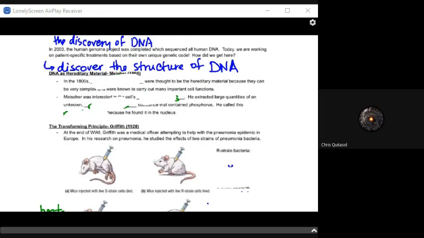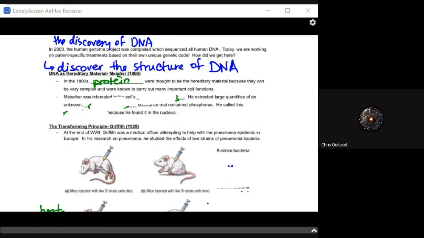Working off of Mendel's work, we discovered in the 1800s, specifically 1868, that Miescher understood that proteins were thought to be hereditary material because they can be very complex and were known to carry out important cell functions. So in the 1800s, much like how we all know DNA is responsible now, it was thought that proteins were the means with which things were passed on.